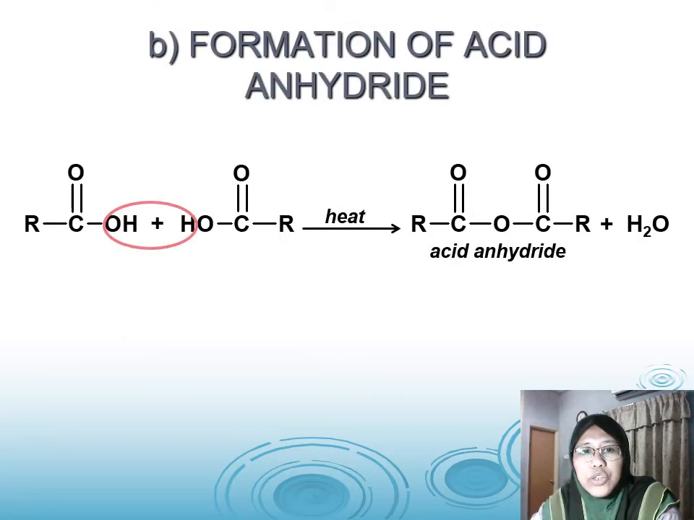Now let's look at the general reaction of acid anhydride formation. We have 2 molecules of carboxylic acid and they're going to react with each other with the presence of heat. So OH is going to come off from one compound and H is going to come off from another compound. They are going to combine, becoming acid anhydride like this.